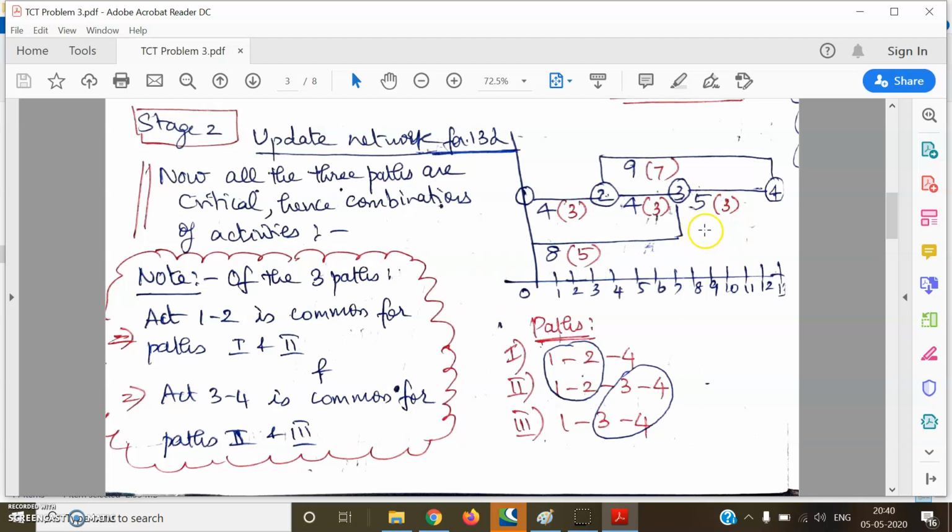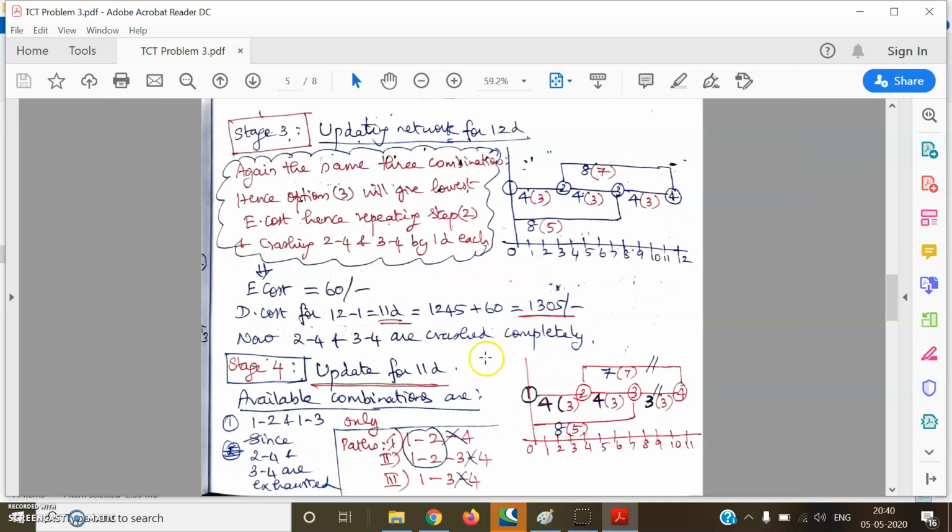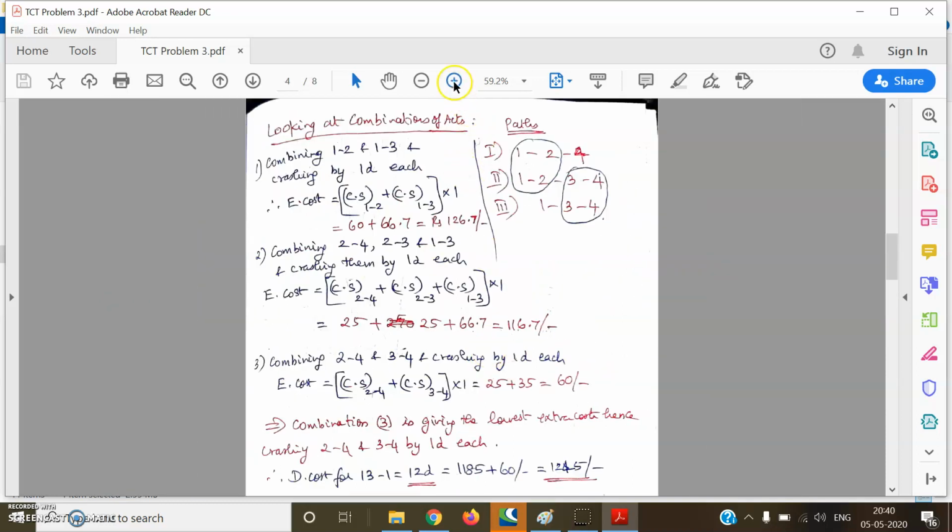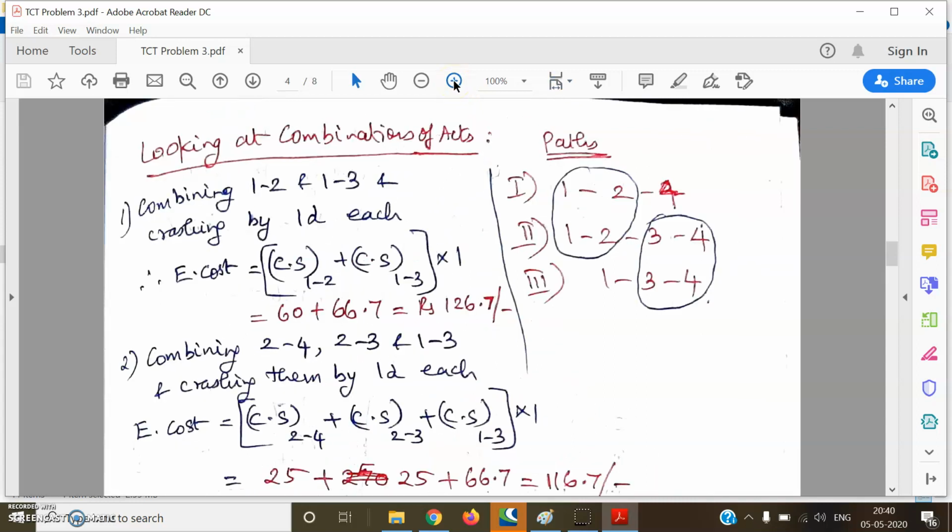Okay, I'll repeat once again. Since there are parallel paths, whatever I do along one of the paths should be uniformly done for the remaining paths so that all the 3 paths will remain critical till the end of the crashing process. Since 1, 2 has only 1 day, even though the other activities have more than 1 day, I can crash only 1 day for each of the combinations. That is how I decide how many days to crash each combination.